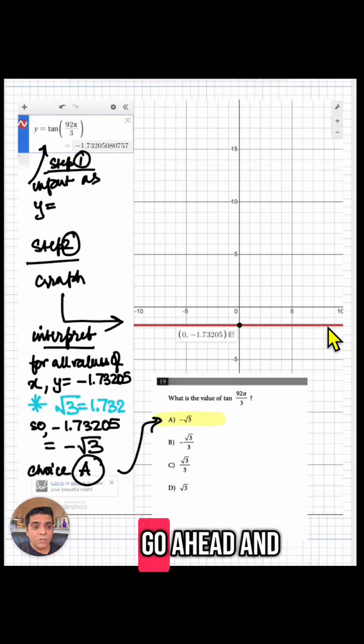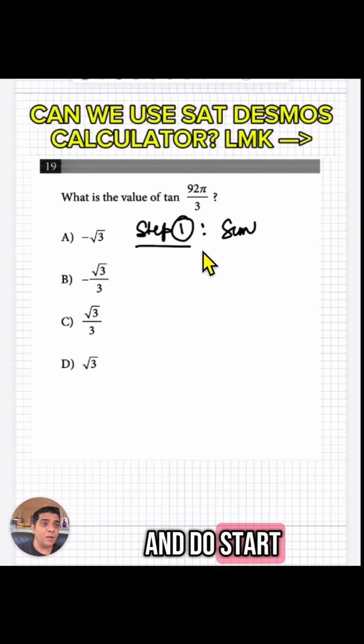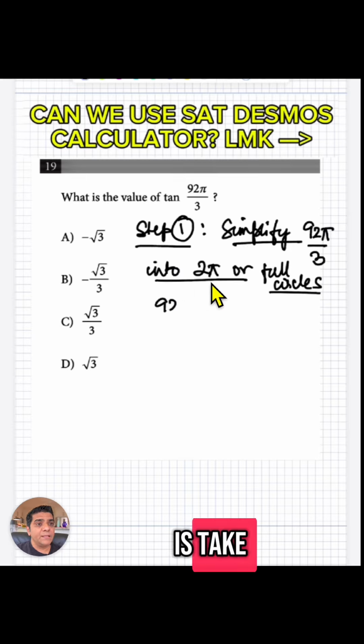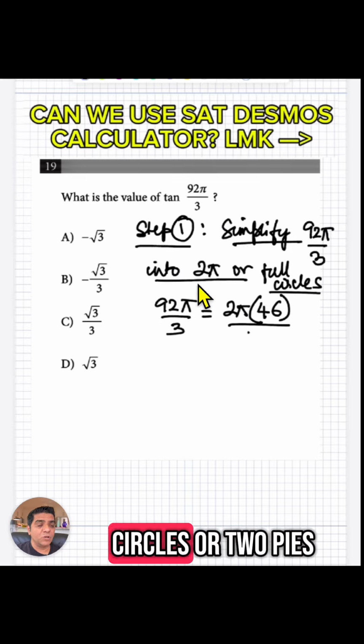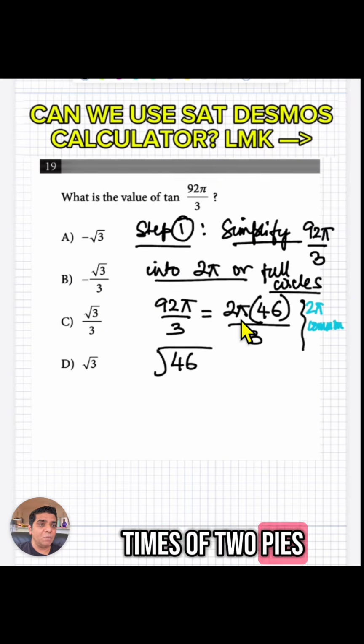All right, so let's go ahead and see the trig solution here and see if we get the same answer, or if it is simpler or more difficult. So let's start with the trig solution. Step 1, we're going to simplify that. What we want to do is try to write this into full circles, or 2 pi's. So 46 times 2 pi is 92 pi by 3.